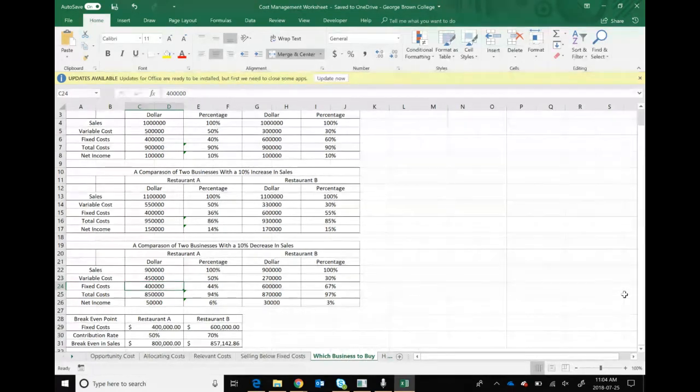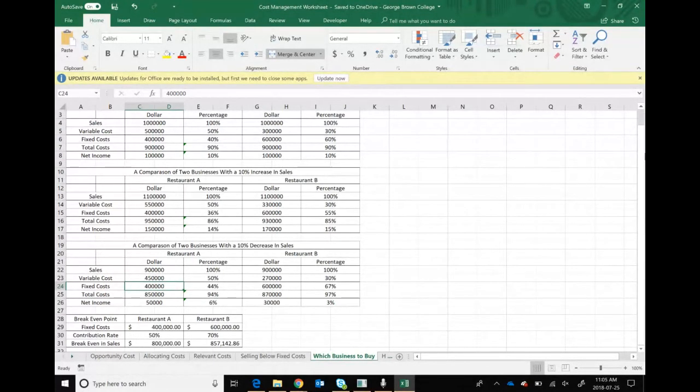So in talking about which business you should buy, restaurant A or restaurant B, it really depends on what you anticipate the sales being, right? Are you anticipating your sales increasing? Is this restaurant experiencing sales growth? If it is, you would probably pick restaurant B, because restaurant B financially performs better during sales growth periods. However, you would really need to be cautious because it will underperform financially when there are times of sales decline.